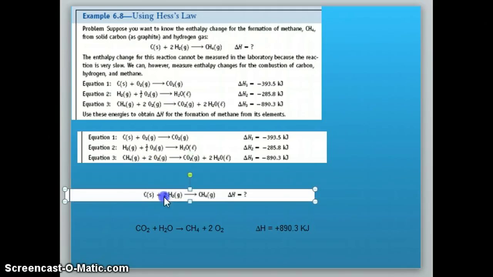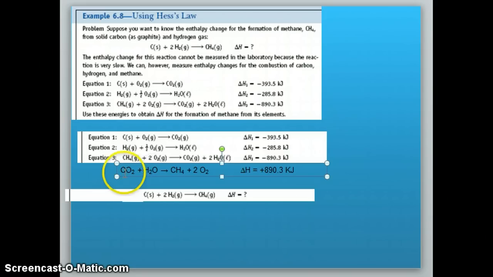What I'm actually going to do is take that third equation and flip it around, so that methane is on the right-hand side, like in the overall. When you flip equations around, you change the sign on your delta H. So it becomes positive 890.3. All right, so we can get rid of that third equation. If we want to calculate the delta H for the overall reaction, all you do is negative 393 minus 285.8 plus 890. You just add the delta H's for the individual steps.